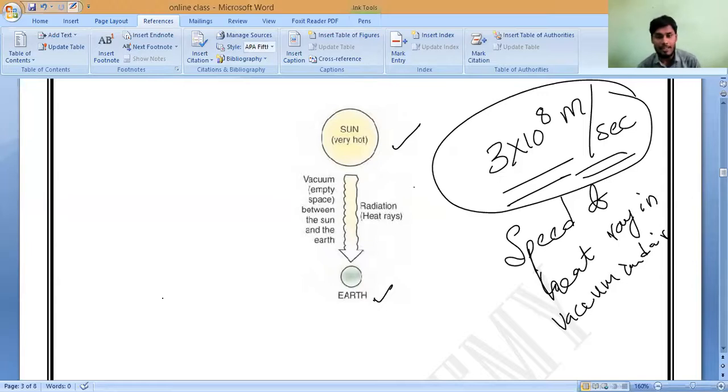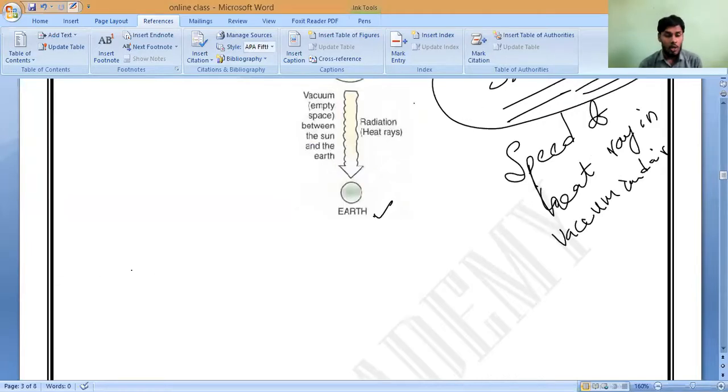Means these light rays are invisible for us. Correct or not? The heat rays are radiation. Sir, doubt: the speed of a heat ray in vacuum and in air, what is that? Both are the same.